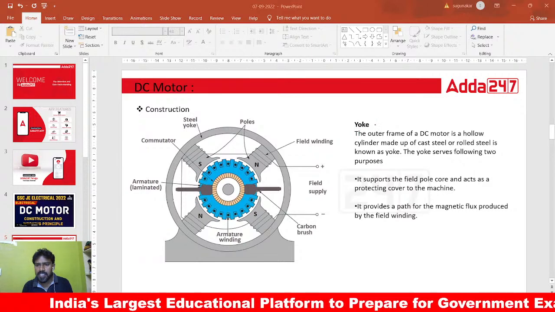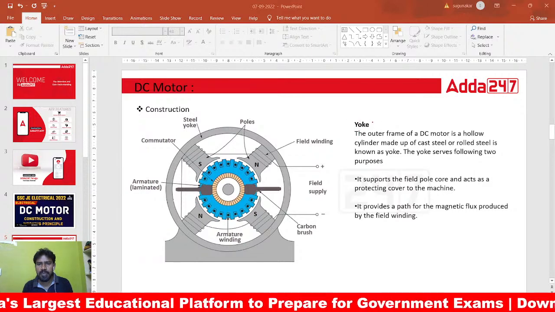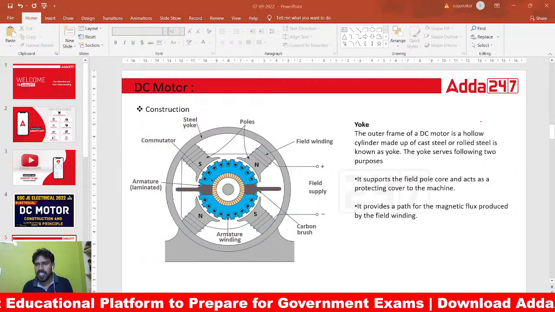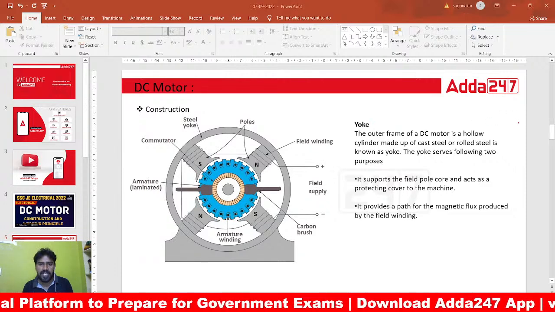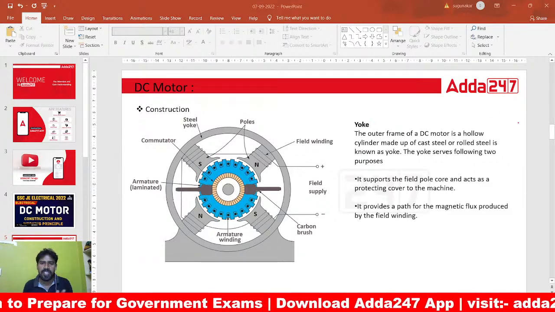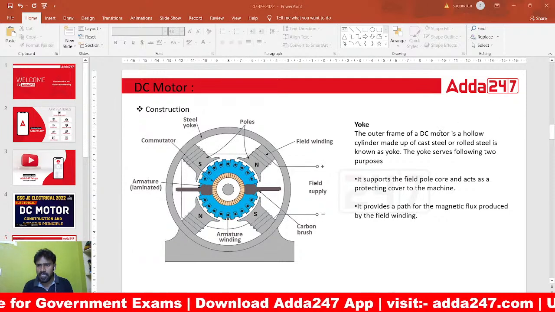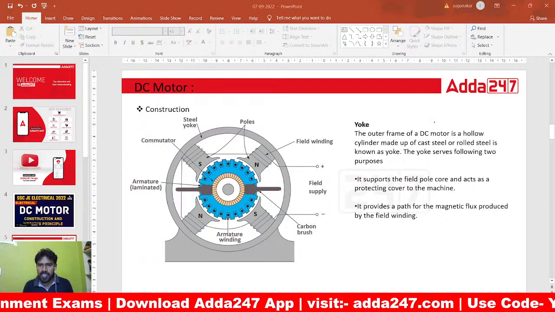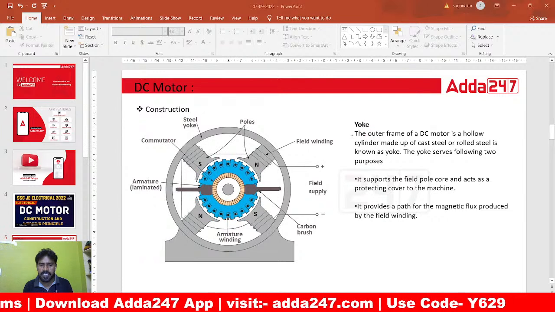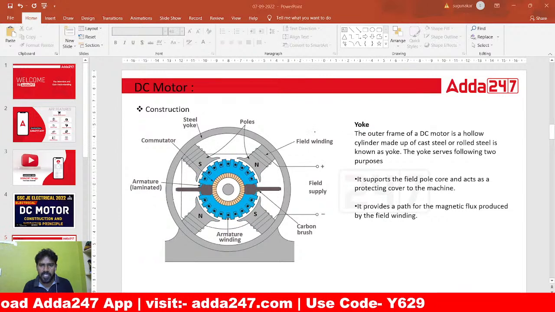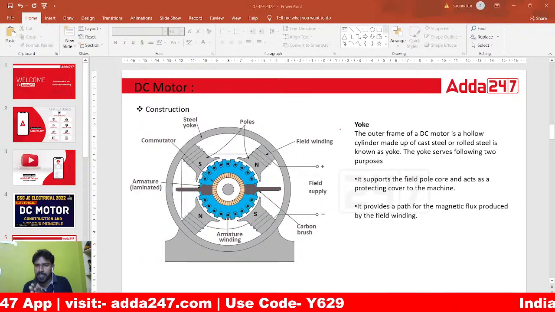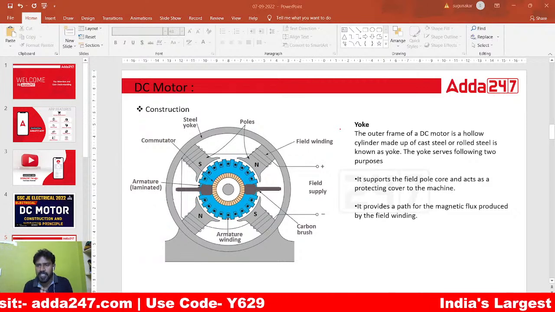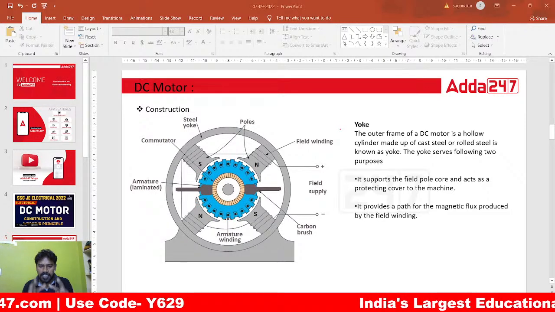Okay. So what is the shape of the commutator? You can see wedge shaped copper segments are insulated from each other. Okay. So you can remember this kind of direct theory related answer. Okay. So commutator is made up of wedge shaped segments, like a cutting shape.